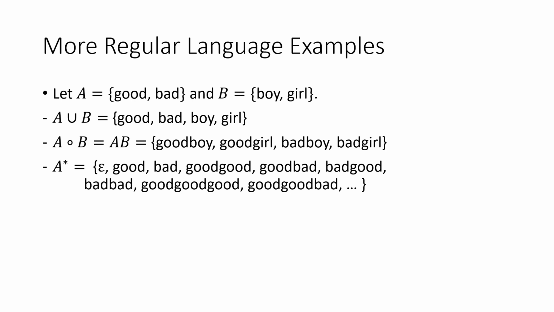And one thing you might notice here is A was a finite language. It only had 2 elements, but A star has infinitely many elements in it because you can just keep repeating the elements good, bad as many times as you want.